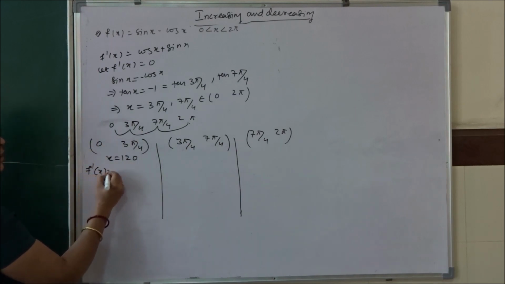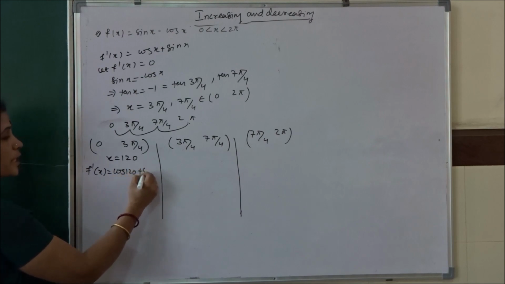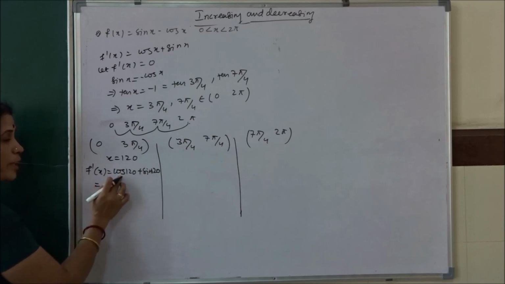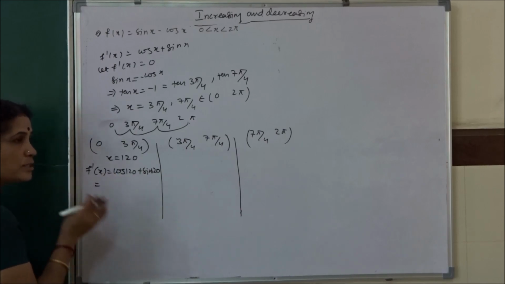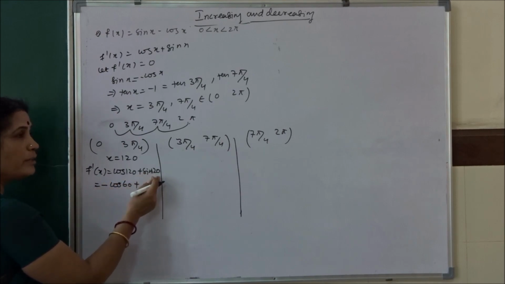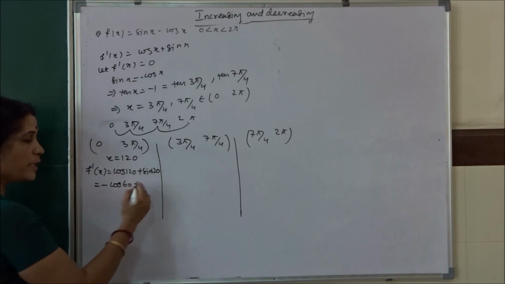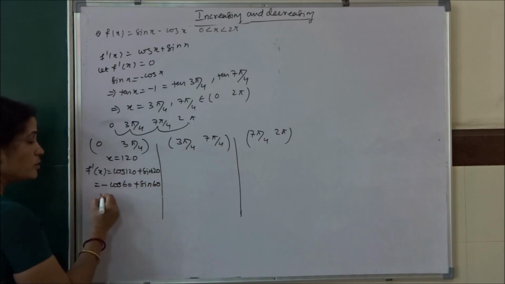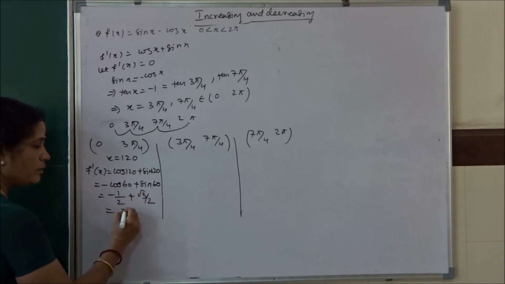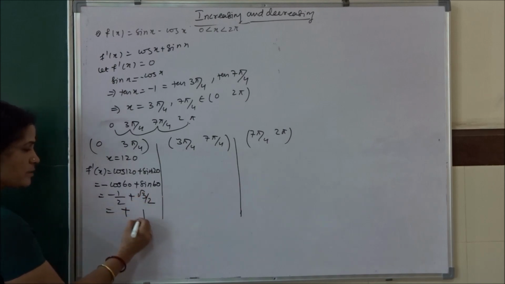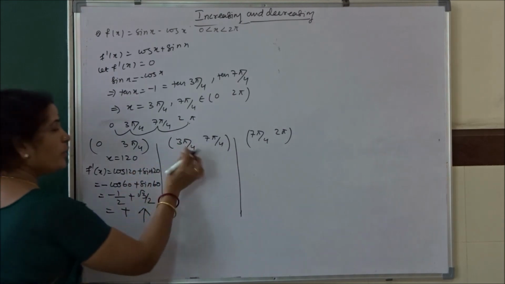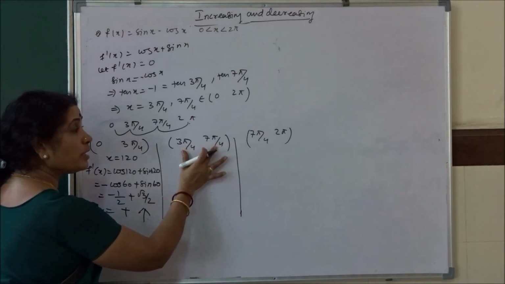In f dash of x, cos 120 degrees plus sin 120 degrees. Cos 120 degrees, you have to find the value. Cos of 180 minus 60, in the second quadrant, so minus cos 60. Am I correct? Sin of 180 minus 60, also in the second quadrant, sin is positive, so sin 60. Cos 60 is 1 by 2, so minus 1 by 2, and sin 60 is root 3 by 2. So we are getting a positive value, which implies increasing. Am I correct?